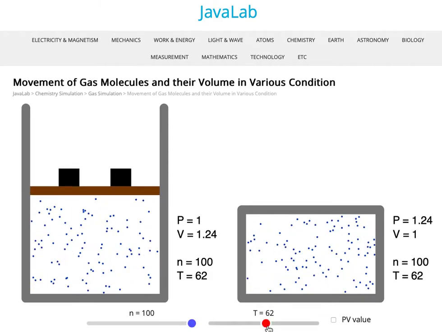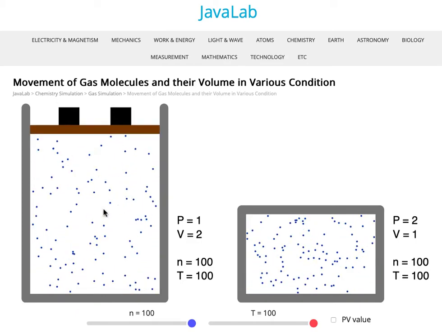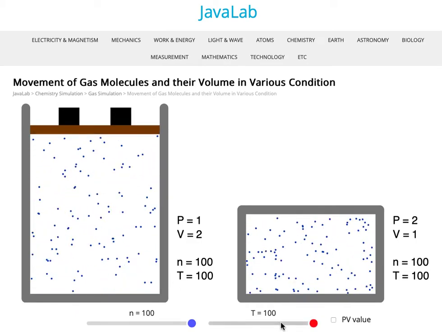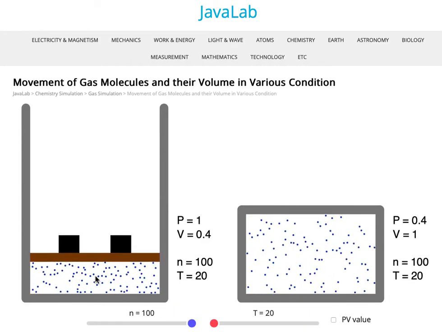So if you have a high temperature, that means the air molecules are moving very fast, as you can see here. And at a low temperature, that means the air molecules are moving very slowly.